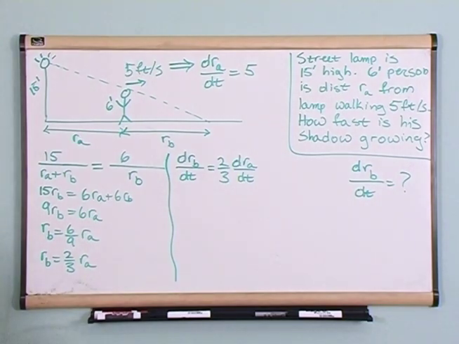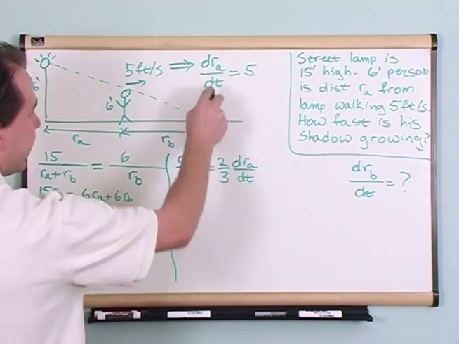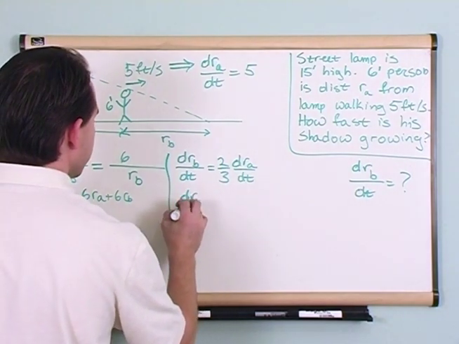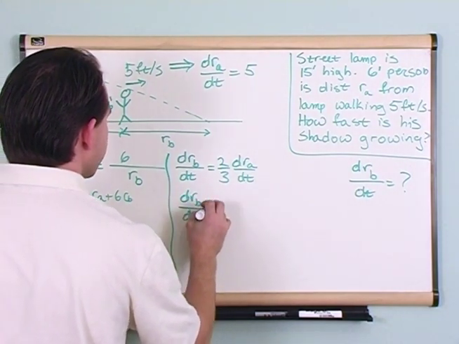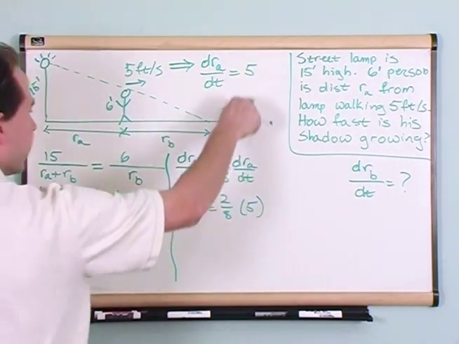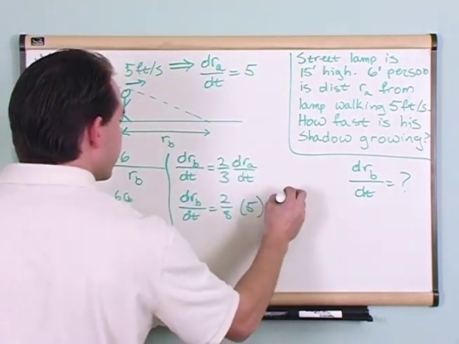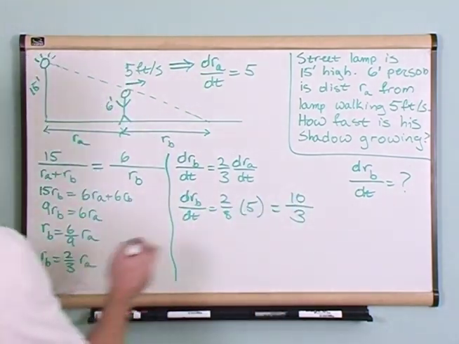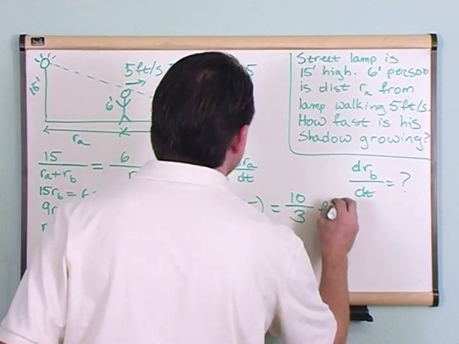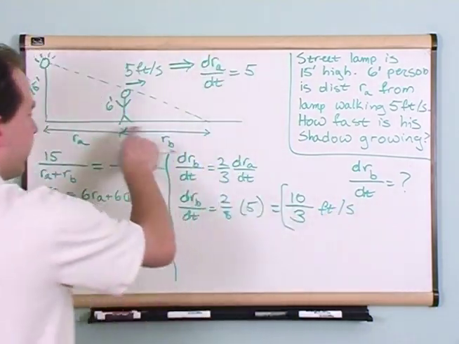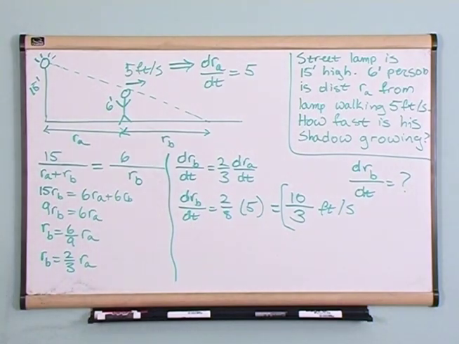So they're related like this. But look, we know what this is. dRA/dt is equal to 5. So dRB with respect to time is equal to 2/3 times 5, because that gets plugged in there. And so you'll have 10 over 3. And that'll be feet per second, which is the same units as here. That's how fast a shadow grows.